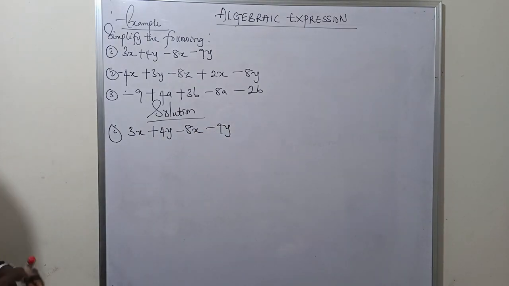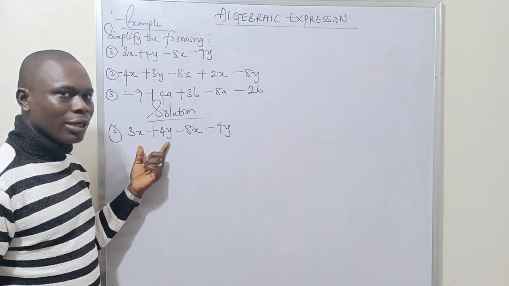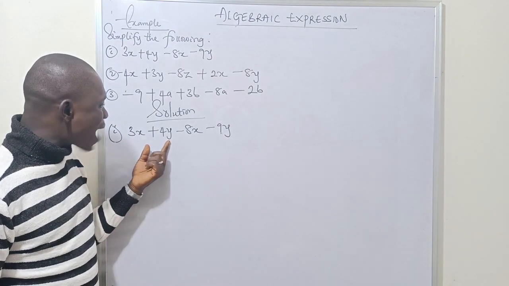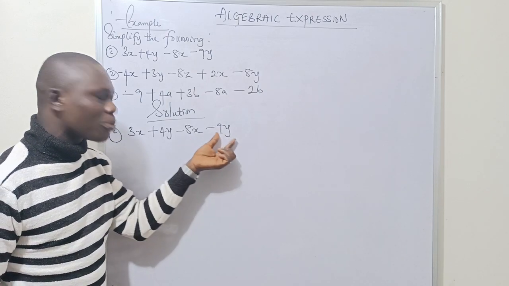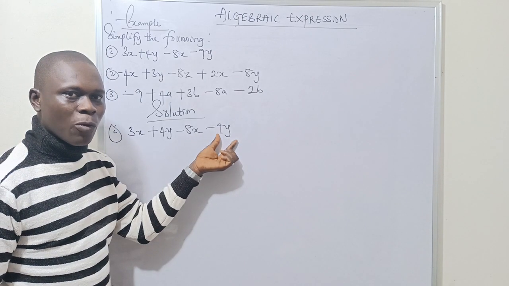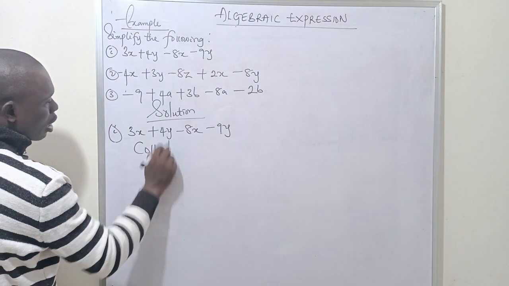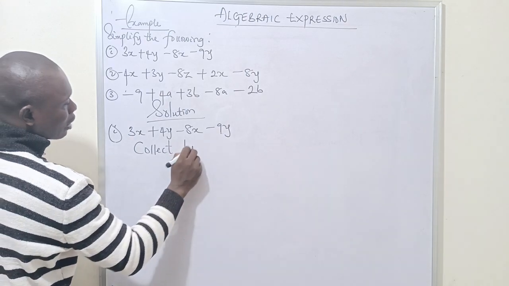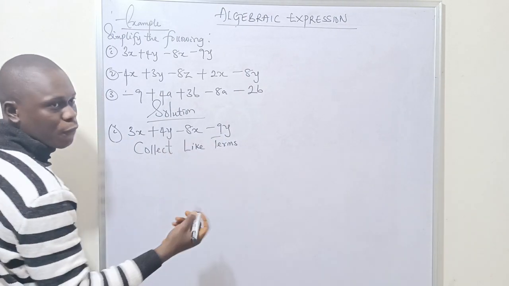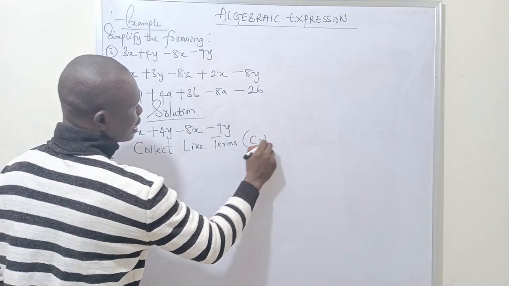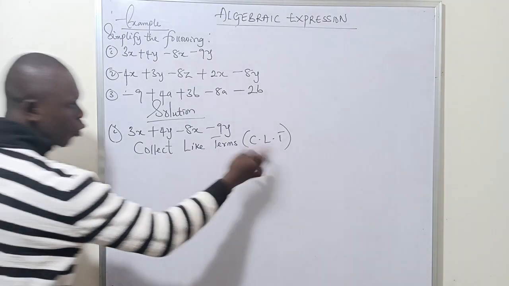The best thing I could do here is to collect them, because your 3x here cannot add up with your 4y, and your 8x cannot subtract your 9y. So the best thing I can do here is to collect. I'm going to be doing what is called collect like terms. For subsequent videos, I'm going to be using just CLT. Anytime you see CLT in my video, it simply means we are collecting the like terms.